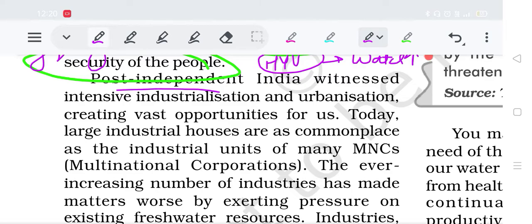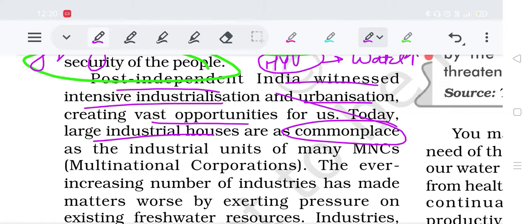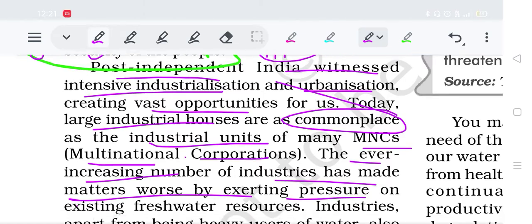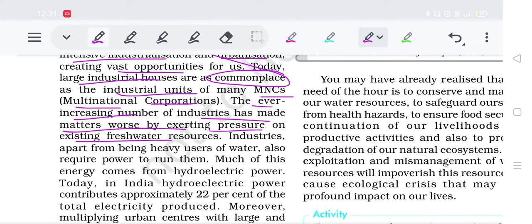So post-independence India witnessed intensive industrialization and urbanization, creating vast opportunities for us. Today, large industrial houses are as commonplace as industrial units of MNCs, multinational corporations. The ever-increasing number of industries has made matters worse, exerting pressure on existing freshwater resources.